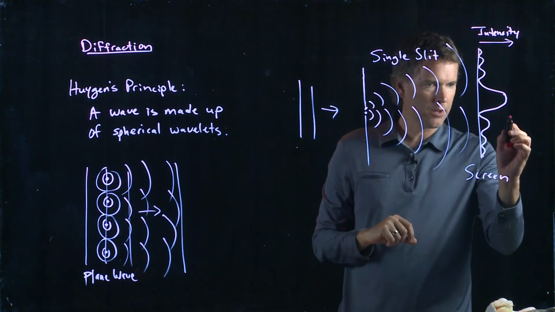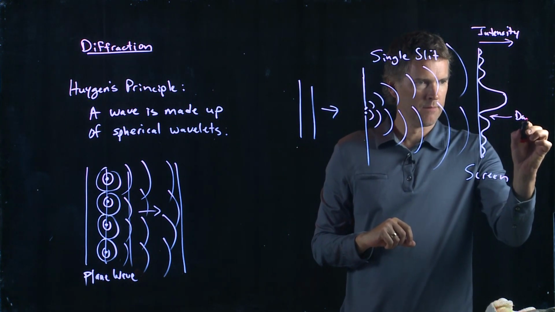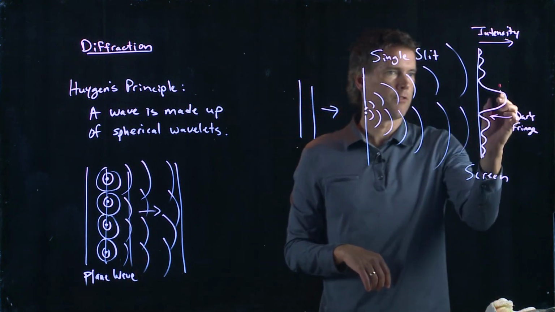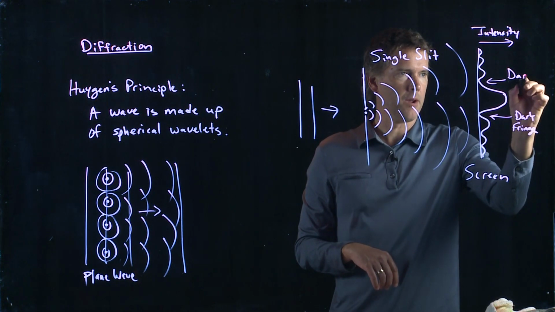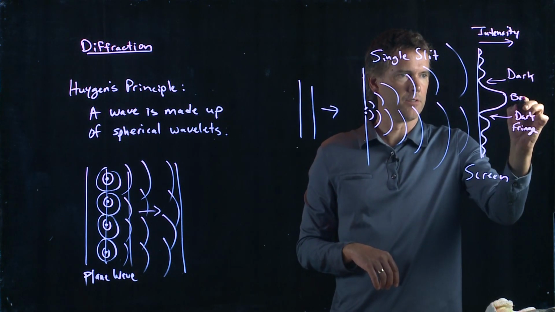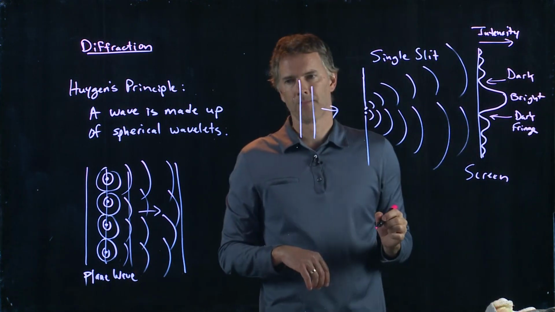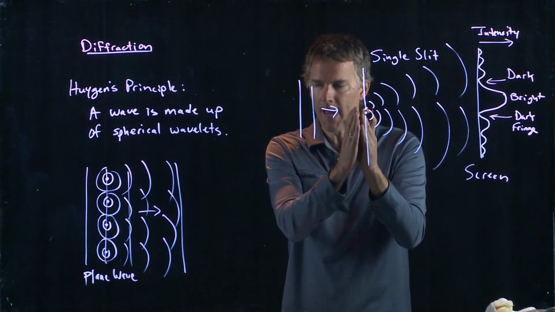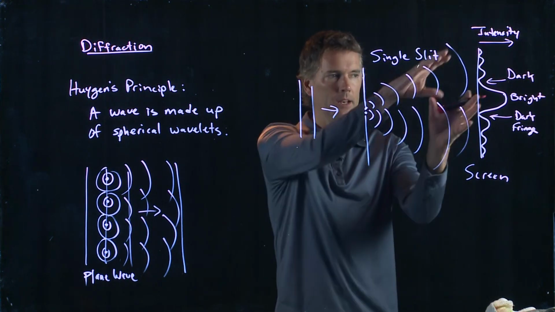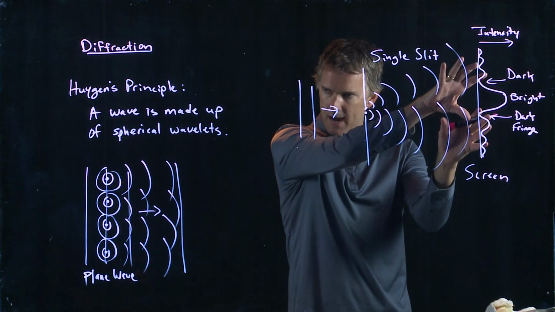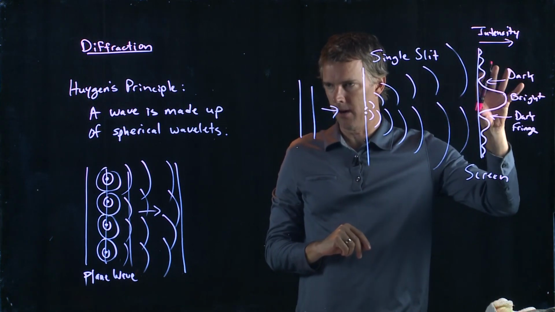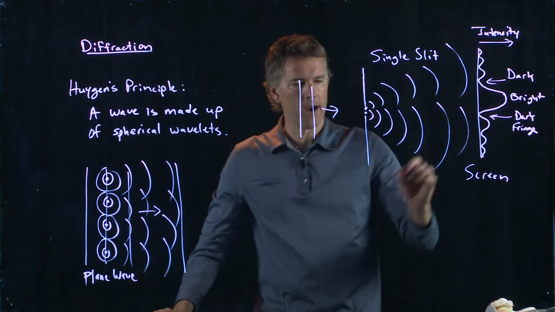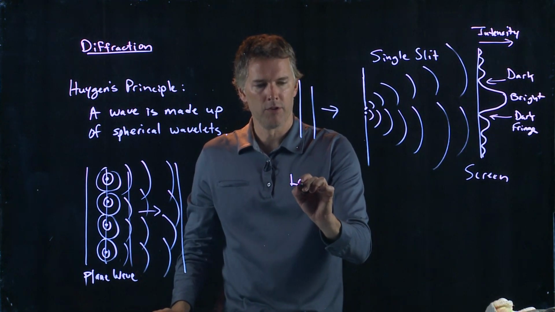And in fact, this dark fringe right here, there is no light there. Okay, it's dark. Same up there. This one is, of course, a bright fringe. All right, anytime you send light through any hole, it does this. It spreads out and it gives you an interference pattern that looks like this. Okay. Let's see if we can figure out where those dark fringes are located.